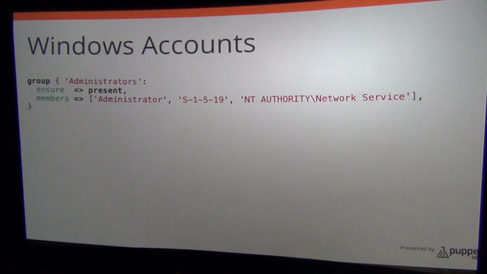Okay, Windows accounts. I mentioned that you can manage the local administrators group, and you can configure its members to be either local or domain accounts. Windows has various forms of account names. There's a short version, there's a SID, there's a domain qualified, and there's others, but these are the three that we support. Internally, Puppet will always convert those to a SID and compare the SID when determining the canonical name for that account.